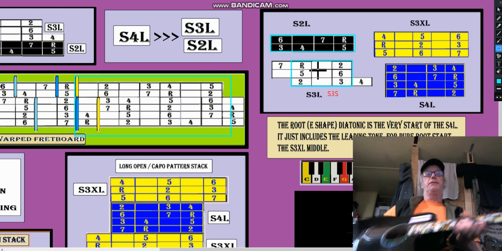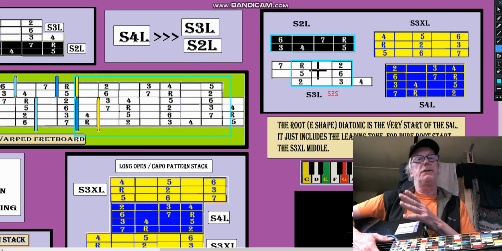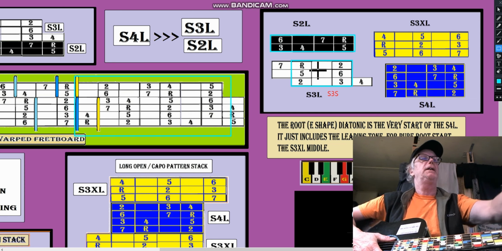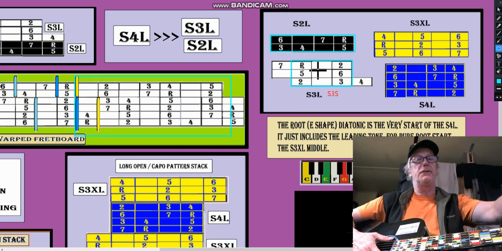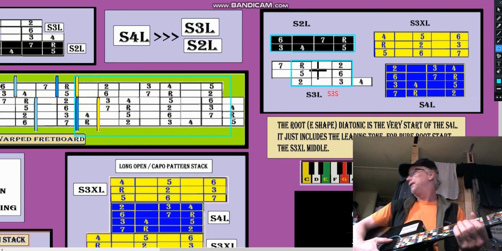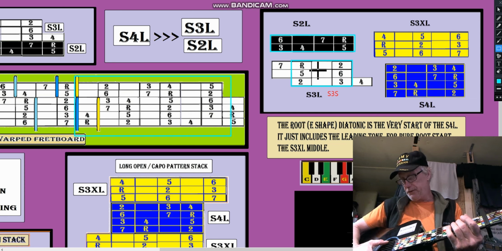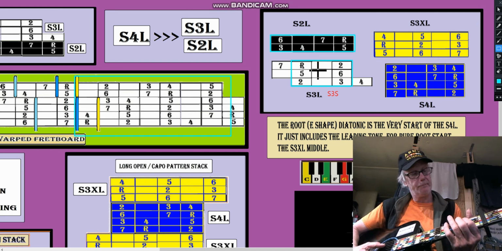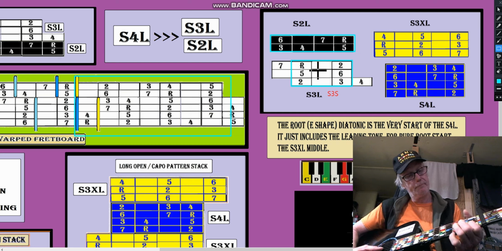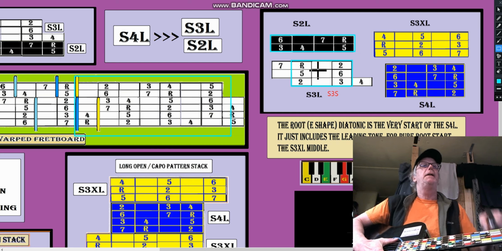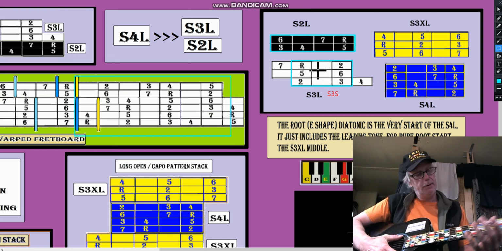The C pentatonic, starting with CAGED, is the CAGED pentatonic scale system: C, A, G, E, D. Remember, C, A, G, E, D is a descending pentatonic scale. That's why the pentatonic scale is the key to the guitar. So here's the C. Okay, and then we go to the A shape.